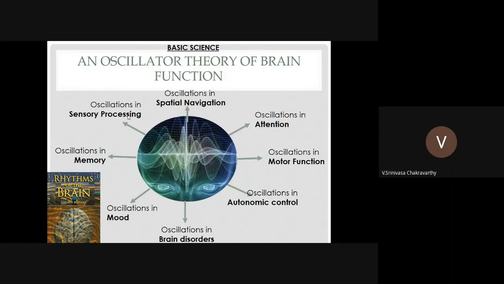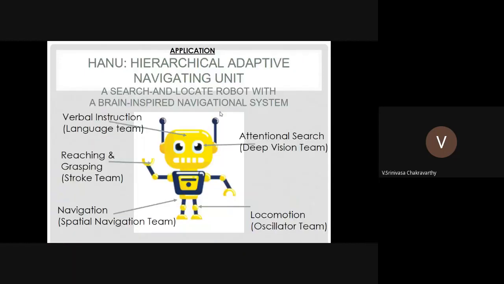We want to develop a whole alternative theory of brain function using these nonlinear oscillator networks, and also specifically want to develop a robotic system which can run around and do things, driven by a more biologically inspired system for navigation, for attentional visual search, for locomotion, and so on.